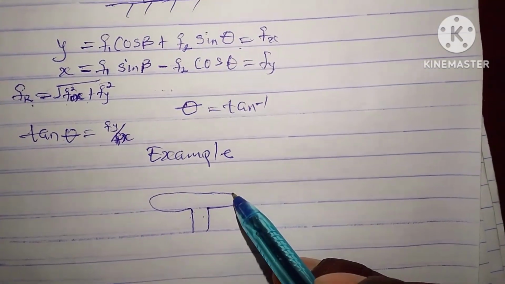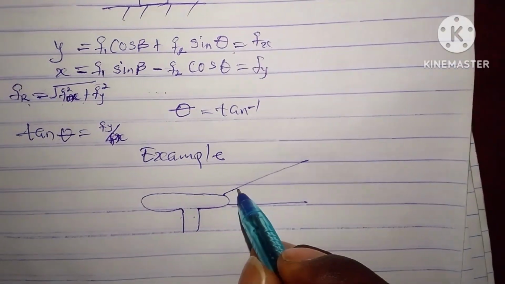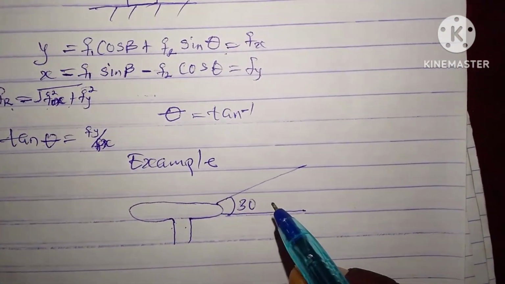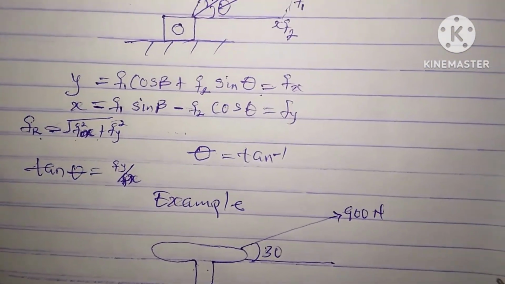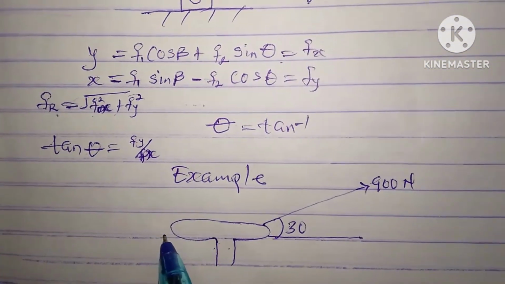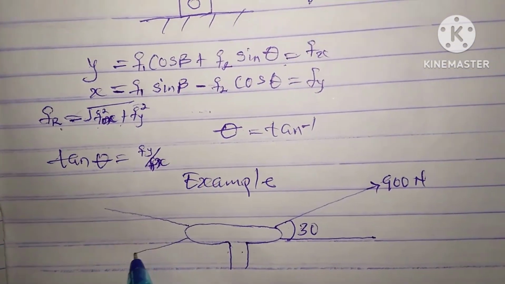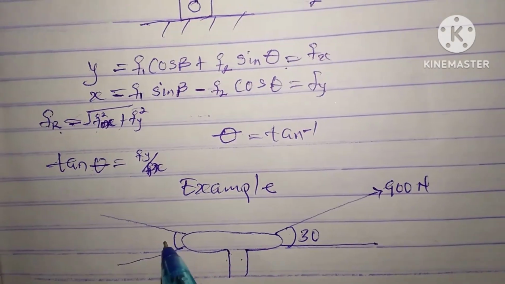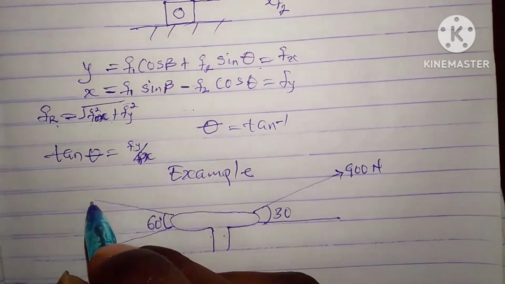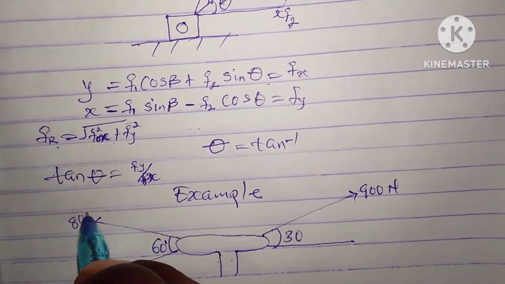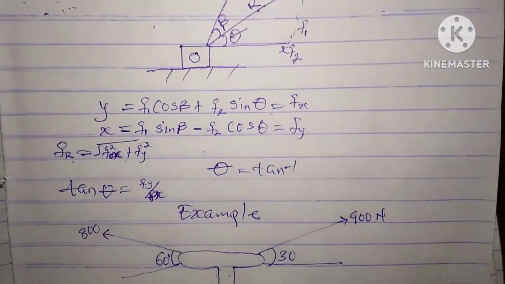All right, so there's a force acting upon it when the angle is 30. Here the force acting is 900 Newton. And at this side there is also a force acting upon it at an angle of 60 degrees, and on this side the force is 800. So for you to get it, what are you going to do?